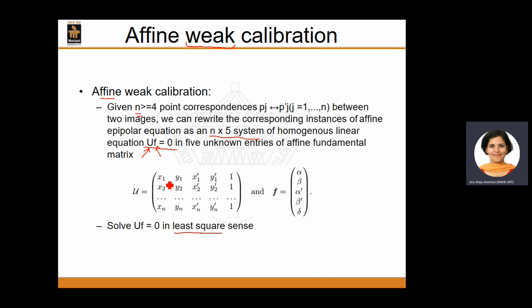So here U can be represented this way. I have x1, y1, x1 dash, y1 dash, 1, etc., like this, depending upon how many point correspondences I'm having. And the contents of f, the elements of the column vector f, would be alpha, beta dash, and delta. So these are basically my unknowns, which form the fundamental matrix. Okay, so using Uf is equal to 0, instead of solving it algebraically as a system of linear equations, I use a least square minimization approach in order to solve this Uf is equal to 0.